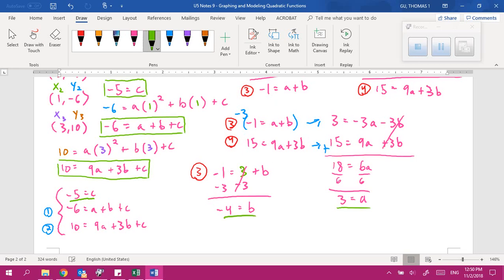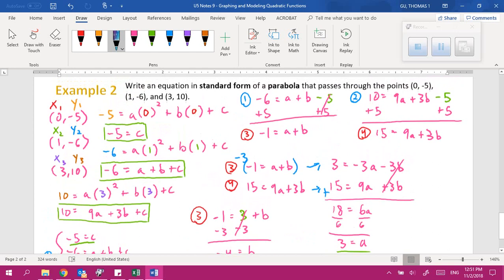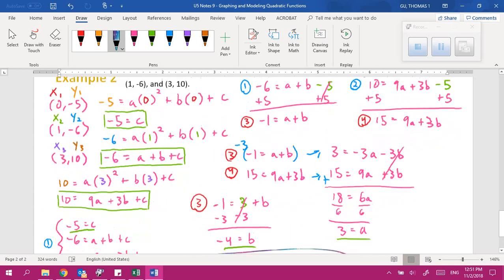That's right. Now we found a, we found b, we already had c. So what's my final equation going to be then? f of x equals 3x squared, since 3 is a. We don't need to put the plus, we just go straight into the minus 4x, because b is negative 4. So we just write negative 4x and then minus 5. That's right. And so this would be the equation that goes through all 3 points: (0, negative 5), (1, negative 6), and (3, 10).